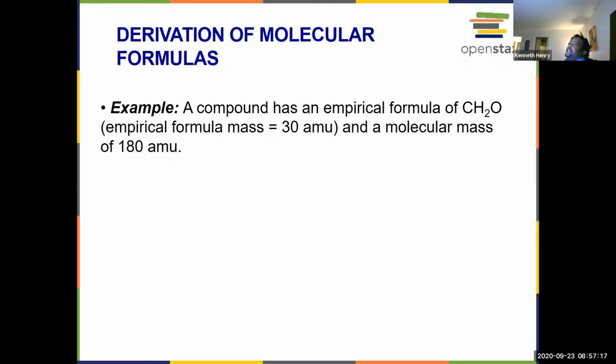Okay, a compound has an empirical formula of CH2O, and its empirical formula mass is equal to 30 AMU, and a molar mass of 180 AMU. Calculate the molecular formula. So what am I going to do? So you take the 180 divided by the 30. That gives you 6.